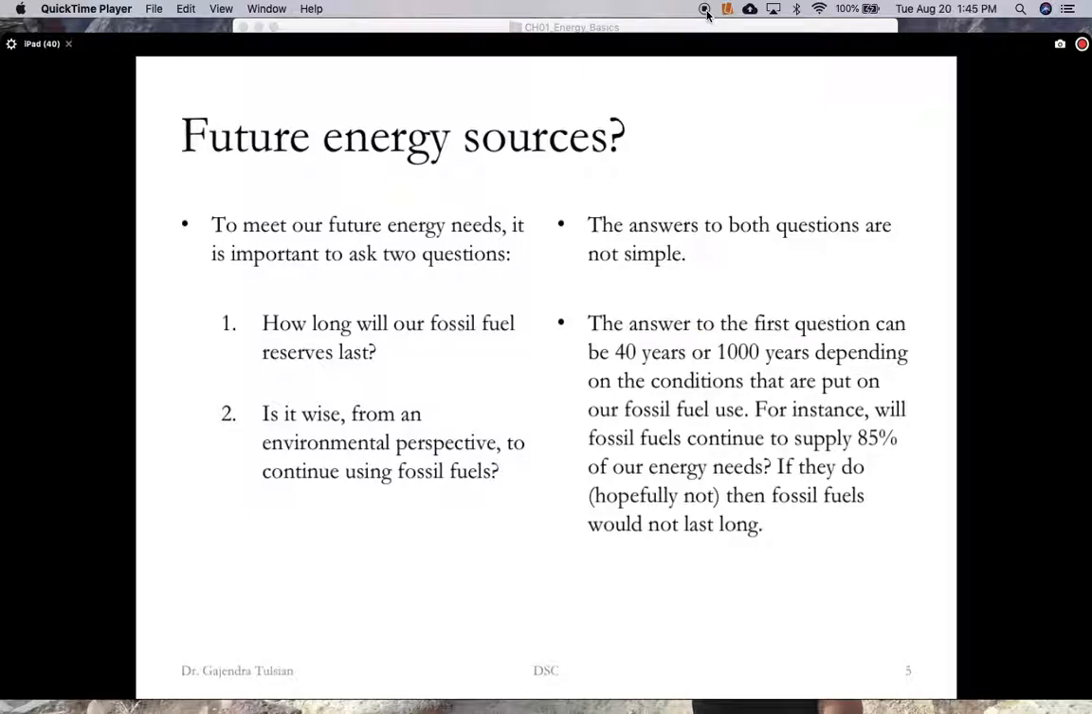So the answer to the first question, okay, so the fossil fuels can last anywhere from 40 to 1,000 years, depending on how fast we use them. For instance, if we continue using fossil fuels for 80% of our energy needs, the fossil fuels will not last too long. So of course, what we are doing is we're starting to use more and more renewable energy, and the fraction of our energy coming from fossil fuels is decreasing. Okay.